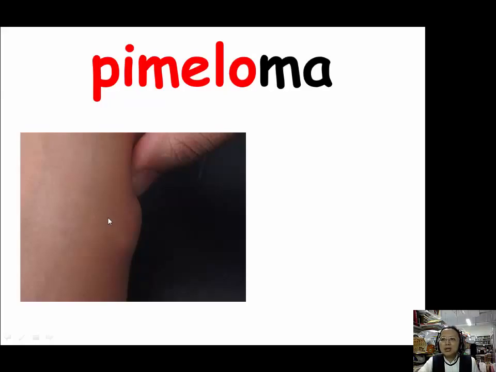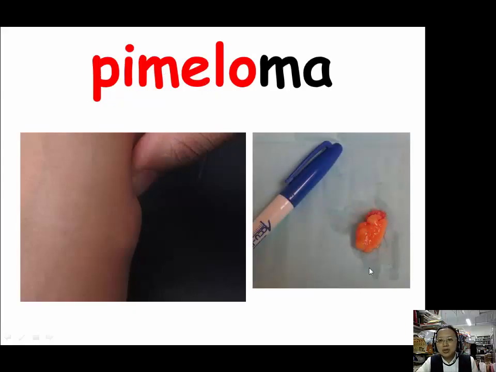It generally occurs as a solitary lesion in the subcutaneous tissue, like in this picture of the trunk, nuca, which is the posterior part of the neck, or forearms, but may occur in deeper soft tissue. When we do a surgery to take a pimeloma out, it generally looks like this. This is a pimeloma removed from our body.